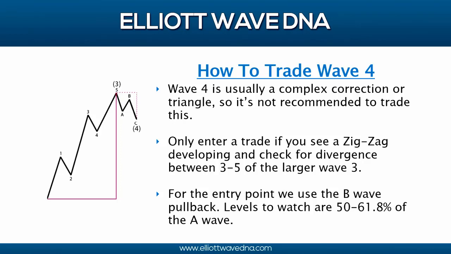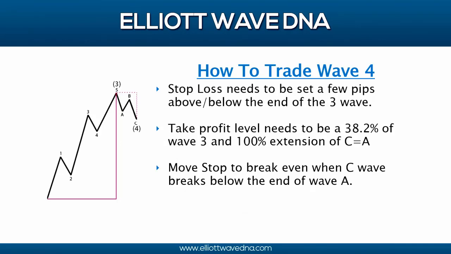So after you see a 5-wave move down in the Wave 4, you are going to call that the Wave A and draw a Fibonacci retracement from start to end of that point, and find the 50 to 618 zone where you can start selling the pair. Stop loss needs to be set a few pips above or below the end of Wave 3, just in case Wave 4 turns out to be some sort of a flat correction.